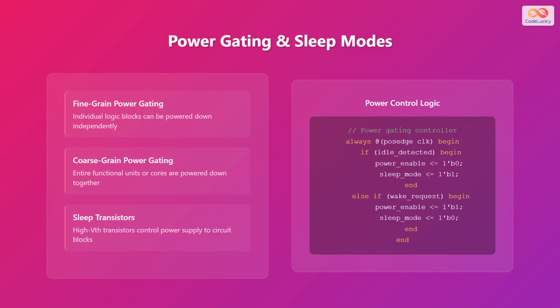In this Verilog code, the power gating controller is described. When the idle signal is detected, power enable is set to 0, and sleep mode is activated. When the wake request is received, power enable is set to 1, deactivating the sleep mode.